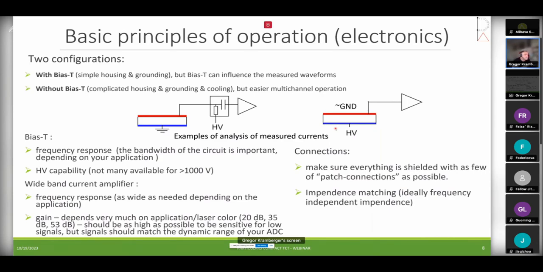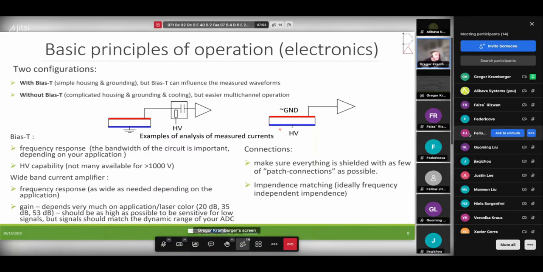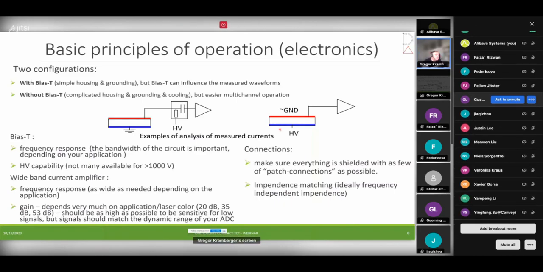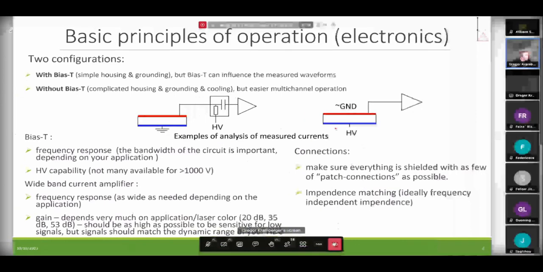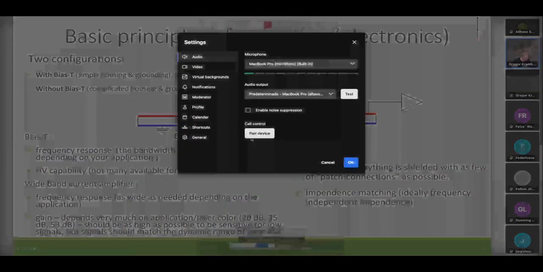What you should pay attention to in connecting all these things is that everything is shielded, with as few patch connections as possible, and that you have very good impedance matching so that you don't get reflections distorting your signals.